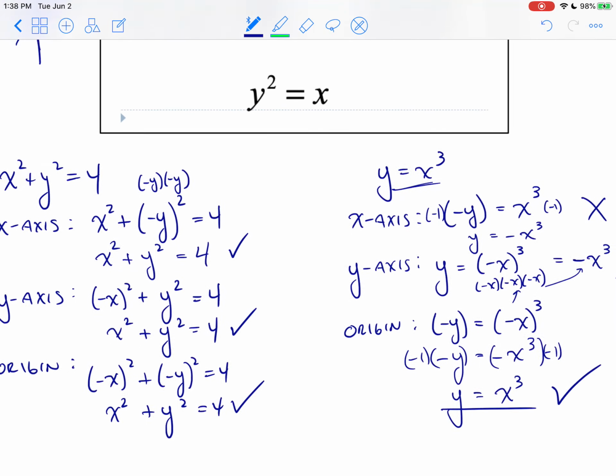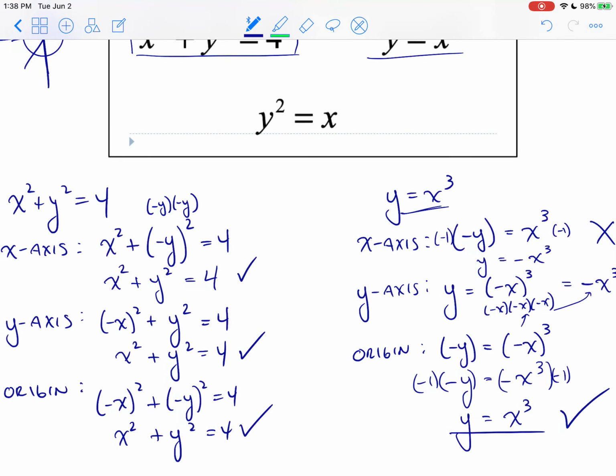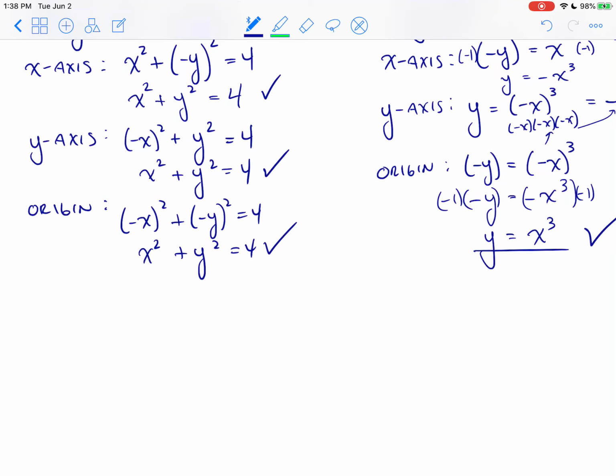So what I'd like you to do now is go through that same process. Pause the video and try to find all the different symmetries for y squared equals x. Then when you come back, I'm going to work through it, and you can check to see if you got it right. Okay, so why don't you pause the video now. All right, I take it you're back.